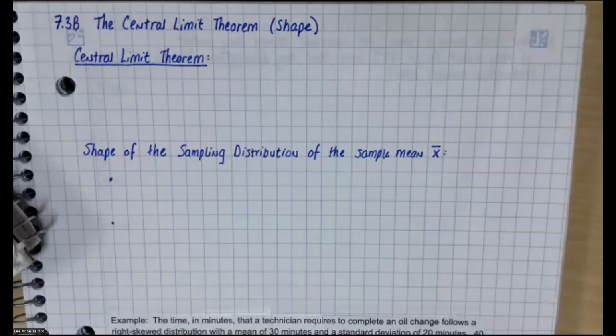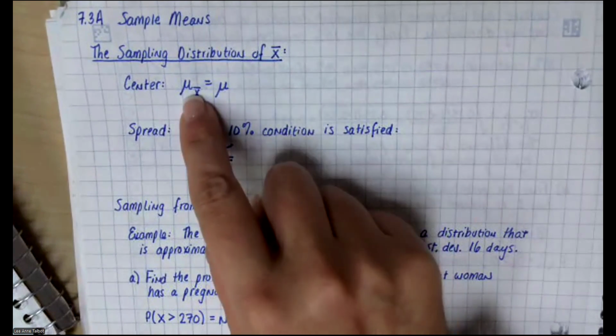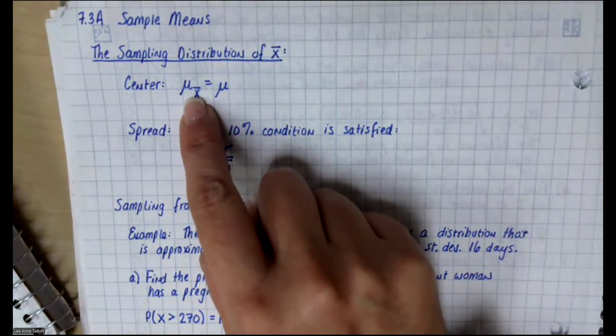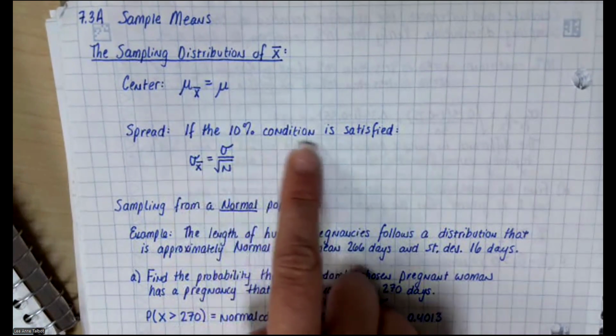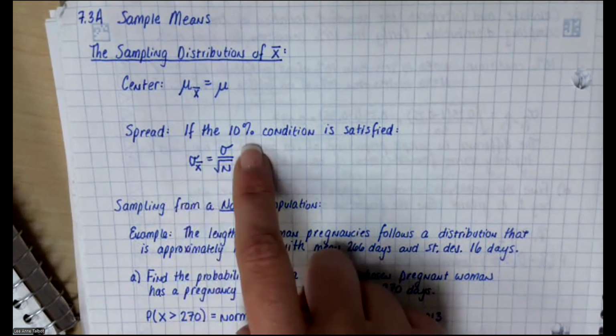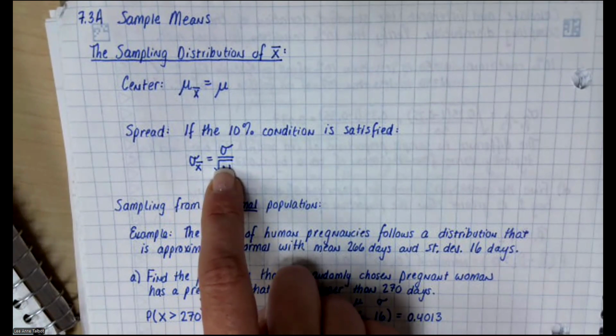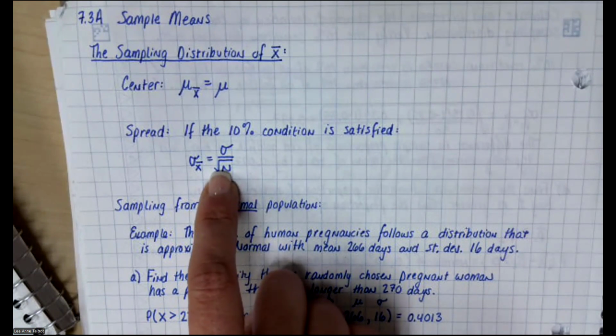Okay, so yesterday we talked about sample means, and I'm gonna flip back real quick. We found that the center of the dot plot of sample means should be at the true mean. And we found that if the 10% condition is satisfied, the standard deviation of that dot plot should be reduced by a factor of the square root of the sample size. So the bigger the sample size, the better, which is going to be true through all of stats.